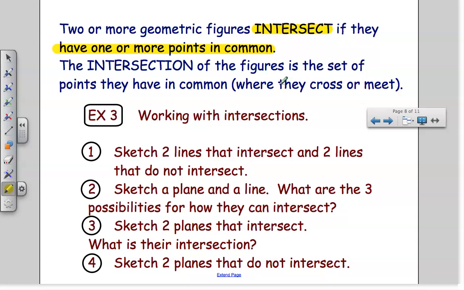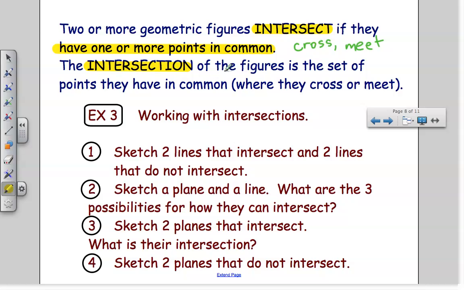Some more familiar words for intersect. You should be thinking, what else do we say when things intersect? It's where they cross or where they meet. Intersect is when things cross or meet. It's when they have something in common. And another term here, things intersect if they cross or meet.